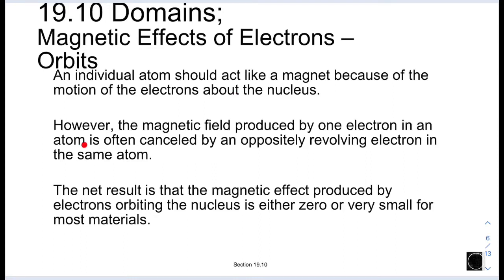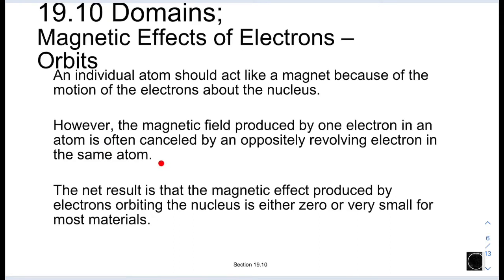However, why is it so, by the way? Still remember, surrounding a moving charge, there will be a magnetic field. So this is the one that we're talking about in this point. However, the magnetic field produced by one electron in an atom is often cancelled by an oppositely revolving electron in the same atom. Why? Because normally we have at least a pair of electrons.